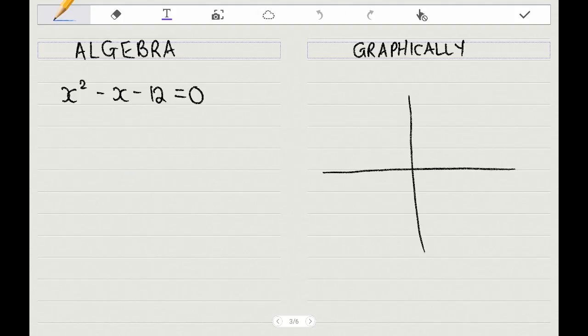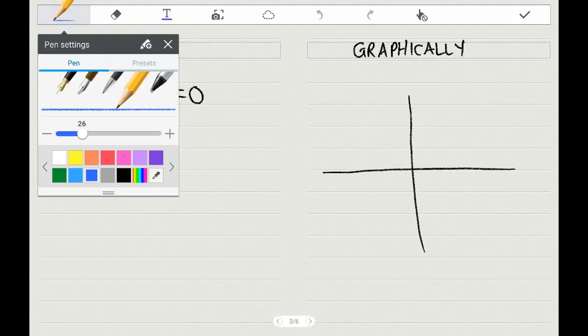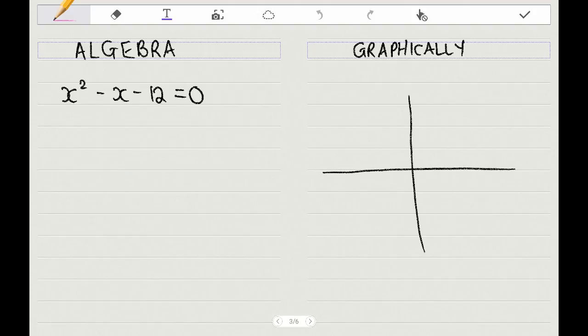Okay, so here's another one. Let's change the color. Pink. Okay, so again, we want to look for the factors of x squared. There's only one way to get x squared, and that's x times x. Then we look for the factors of 12. So the factors of 12 are 1 and 12, right? And 3 and 4 and 2 and 6.